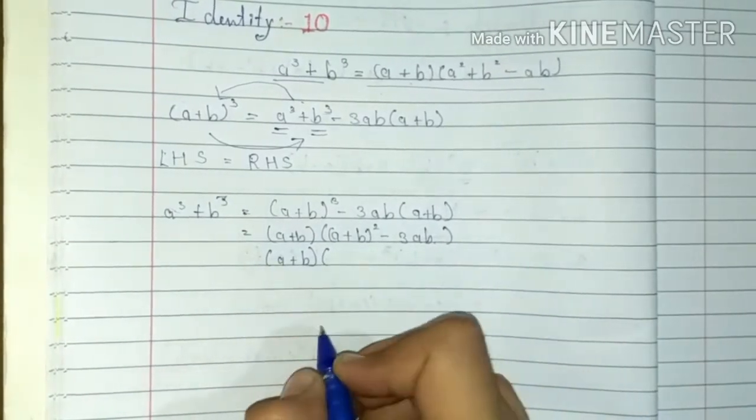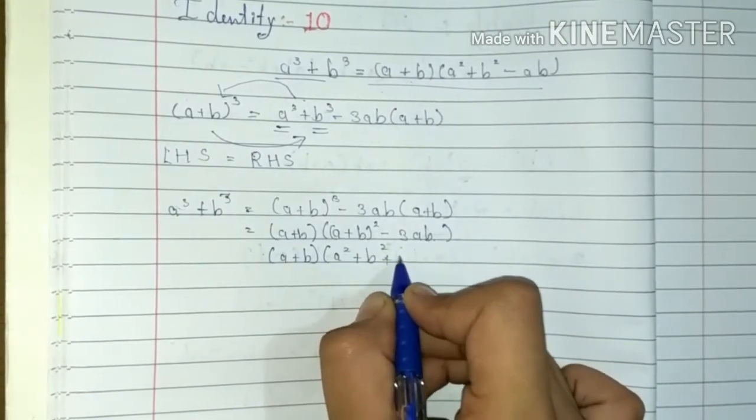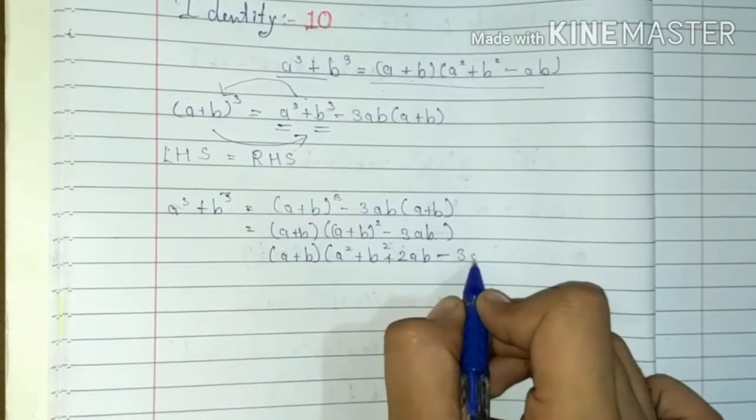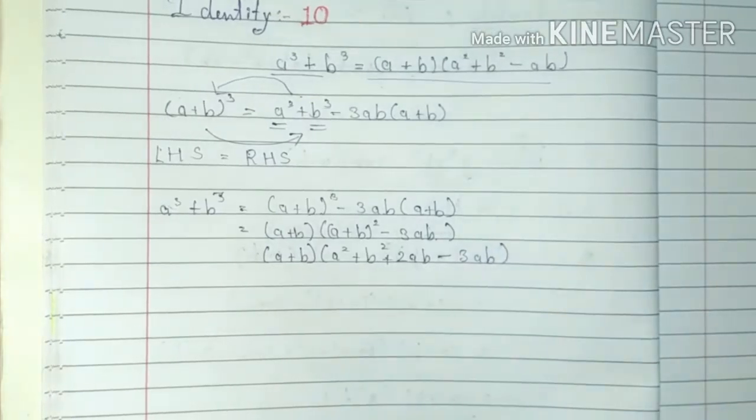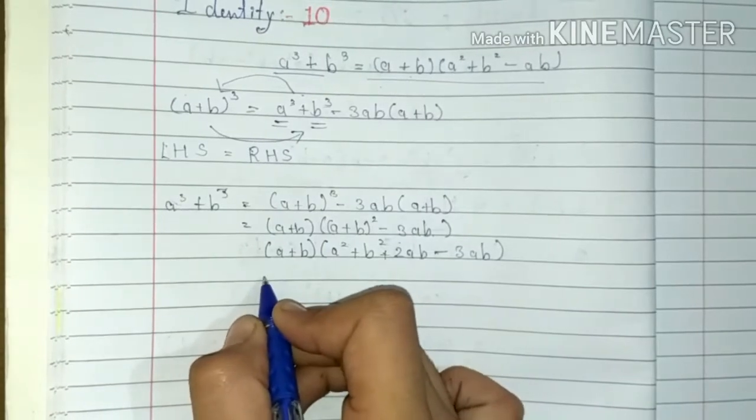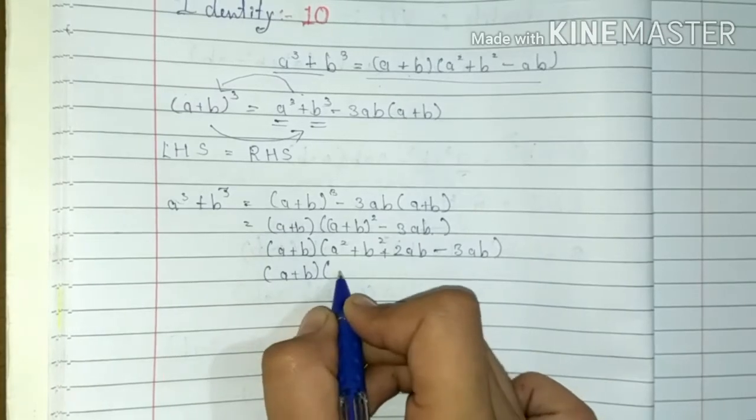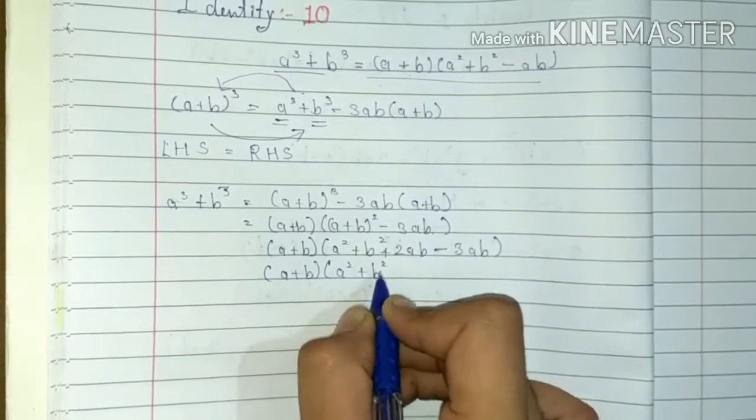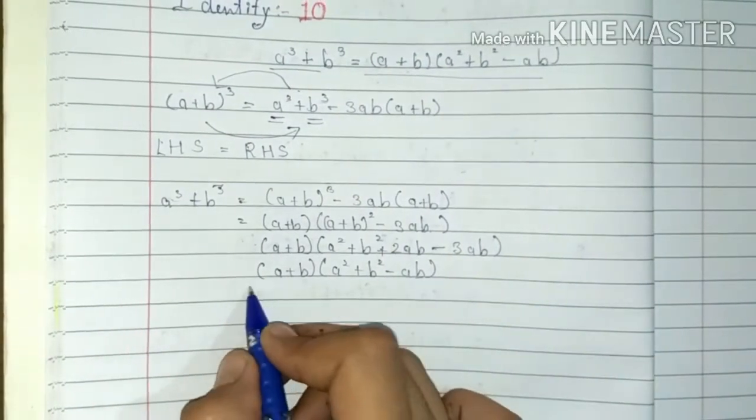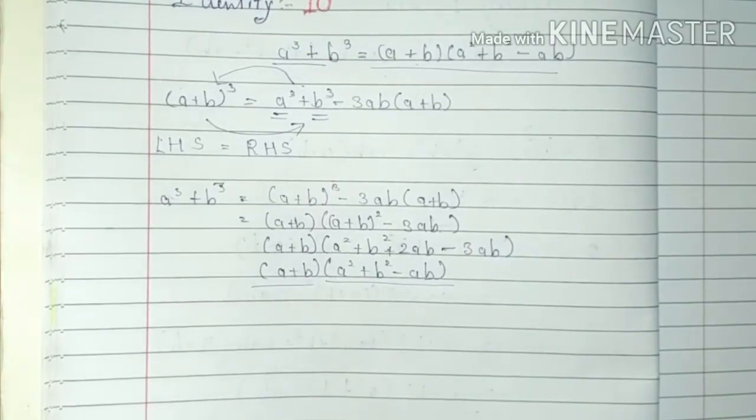a plus b whole square, it will become a square plus b square plus 2ab, and then minus 3ab. Then when we simplify this, we get a plus b whole bracket multiplied by a square plus b square minus ab. So we have proved this identity.